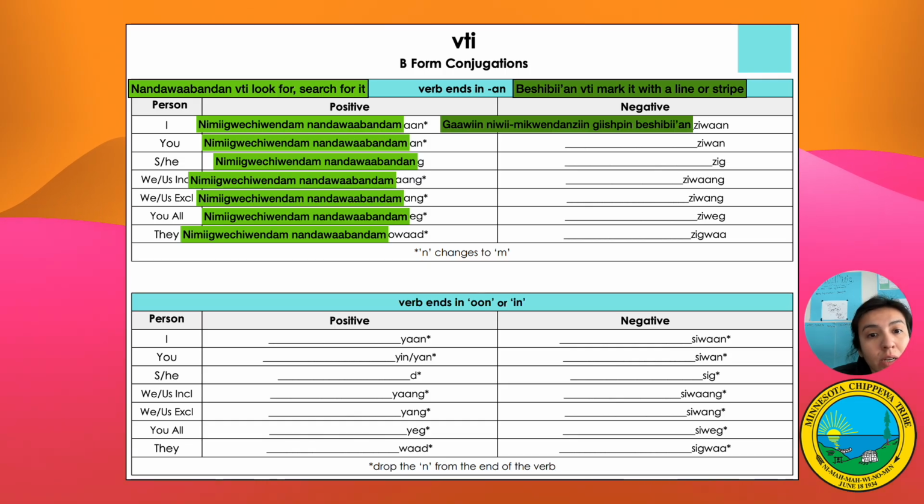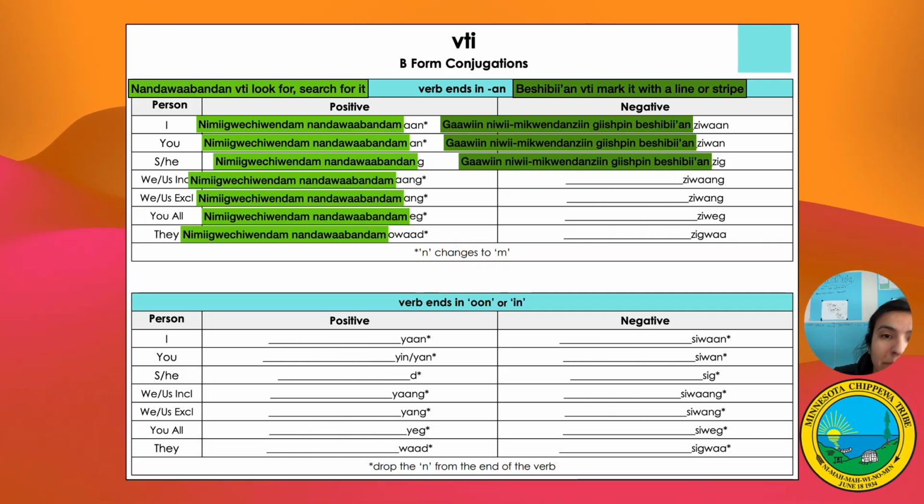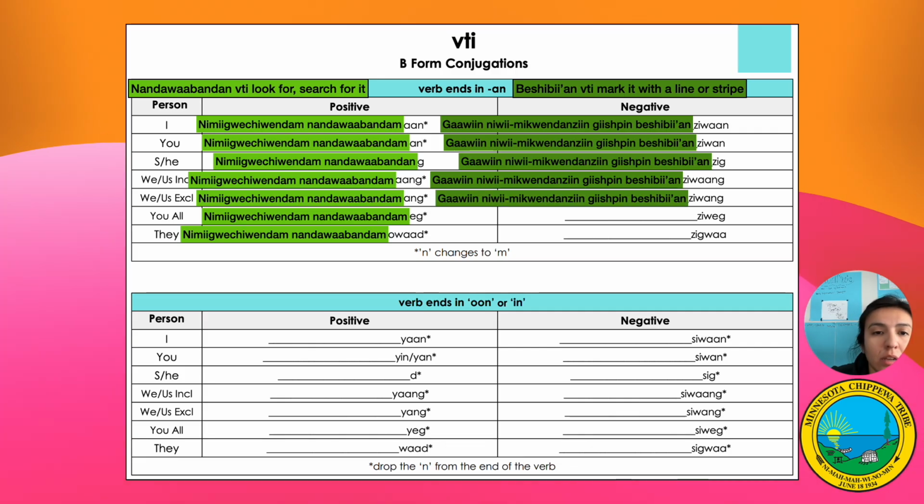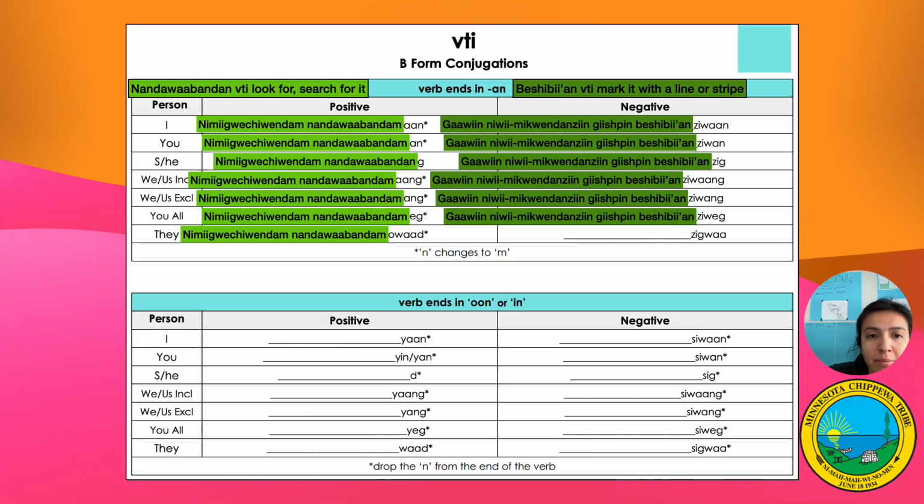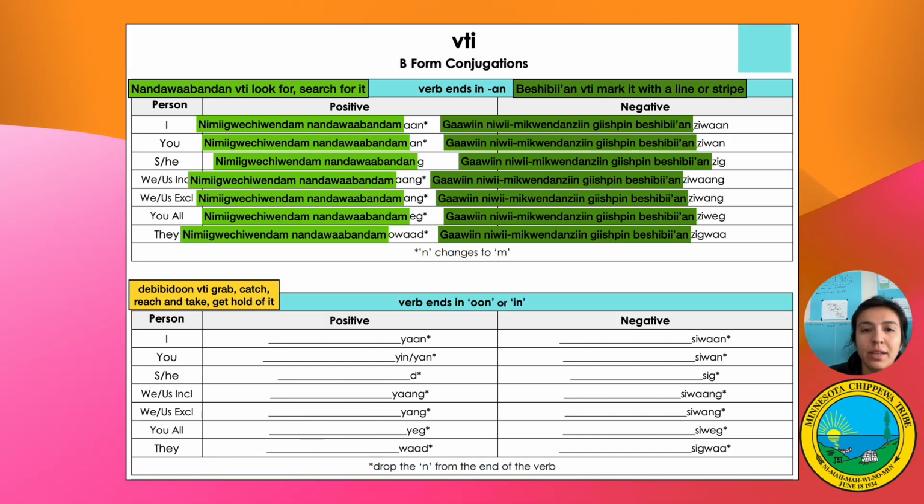Gawin newi mekwaindanzin gishbin beishabi unziwan. Gawin newi mekwaindanzin gishbin beishabi unzig. Gawin newi mekwaindanzin gishbin beishabi unziwang. Gawin newi mekwaindanzin gishbin beishabi unziweg. Gawin newi mekwaindanzin gishbin beishabi unzigwa.